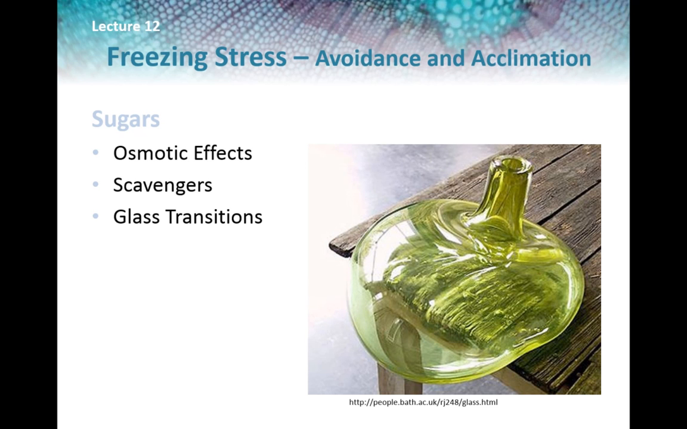Sugars aid in the formation of glass transitions, the metastable state formed from highly viscous solutions. They take on properties of an amorphous solid, stopping all diffusion-controlled reactions and processes, including freezing. Cells with glass transitions are essentially in a state of suspended animation. Glass transitions are favored by certain sugars, such as trehalose, and require dehydration leading to supersaturation. The secondary sugars are thought to prevent reaching a eutectic point where the supersaturated solution forms a precipitate.